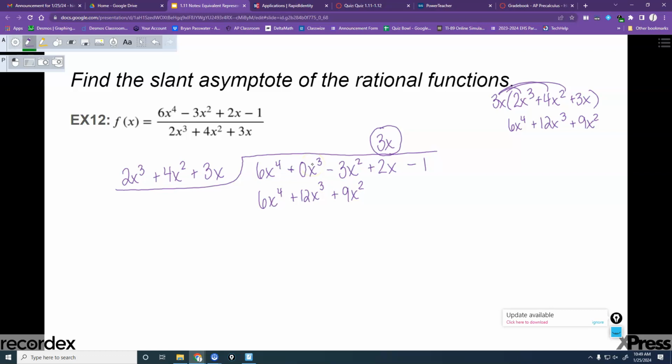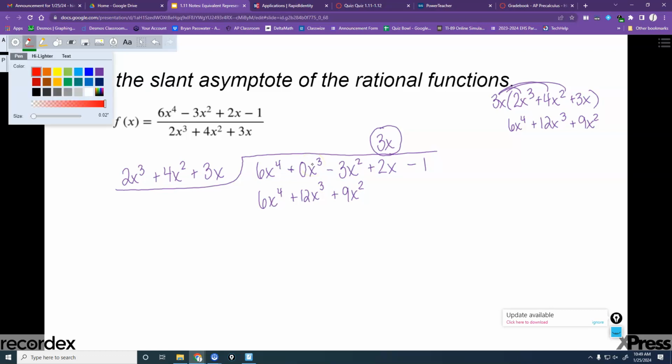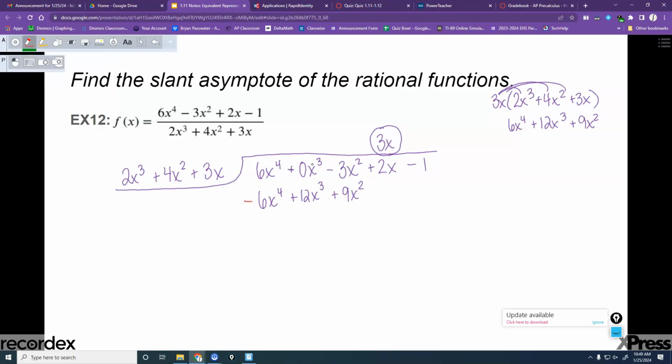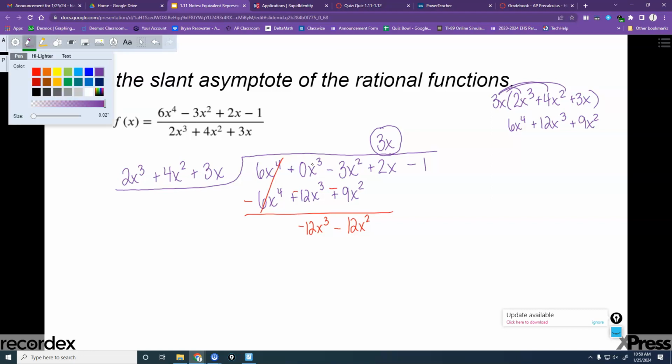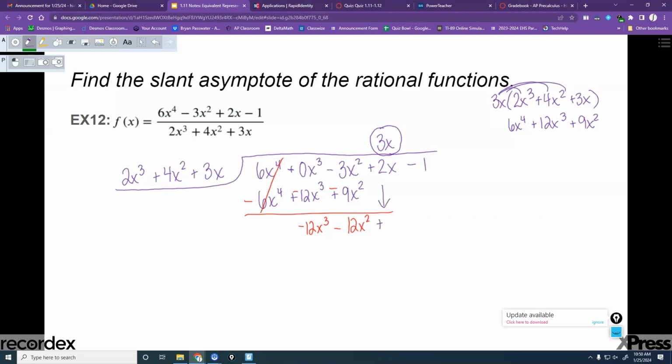All right. And so we need to subtract. Here's where I'm most prone to mistakes. 6x to the fourth minus 6x to the fourth is going to go away. That should happen every time. 0x to the third minus 12x to the third is going to be negative 12x to the third. Negative 3x squared minus 9x squared is going to give me negative 12x squared. And then I'm just going to bring down my plus 2x right there.